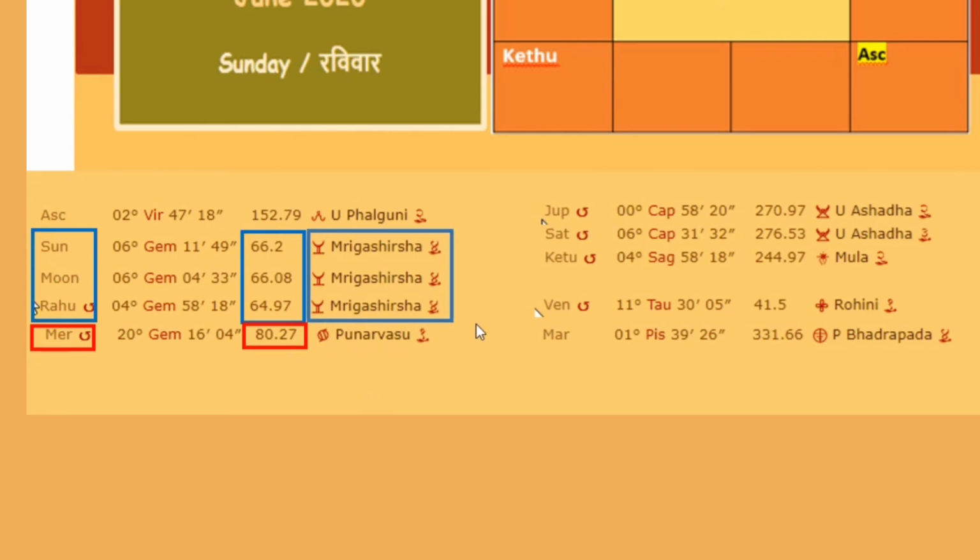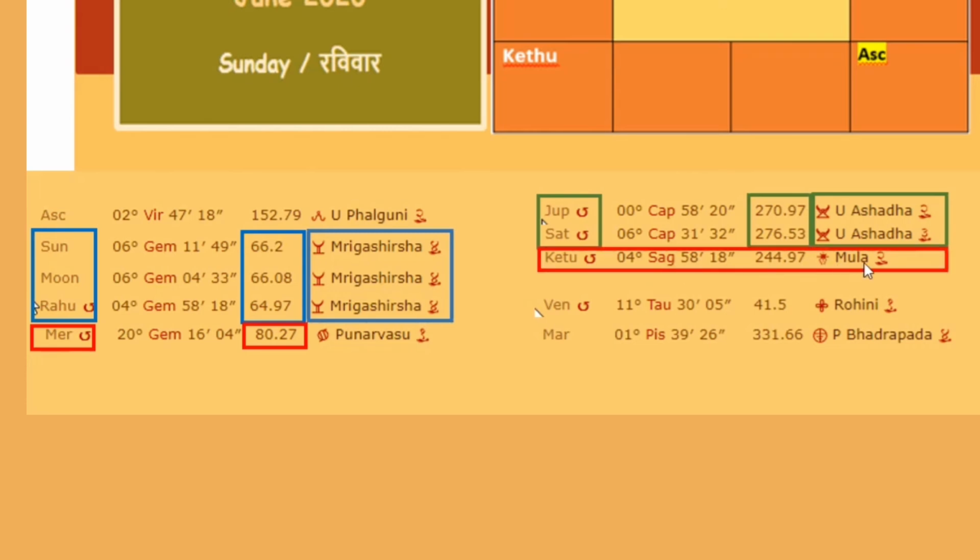And next are Jupiter and Saturn, which are in the house of Capricorn, and they are in the star of Uttarashada, the same star, and both are retrograde. You see that they are only 5 degrees apart, which means they are very close to each other. Along with all of that, Ketu is in its own star, Moola, in the house of Sagittarius, which means that Saturn and Jupiter are going towards Ketu.